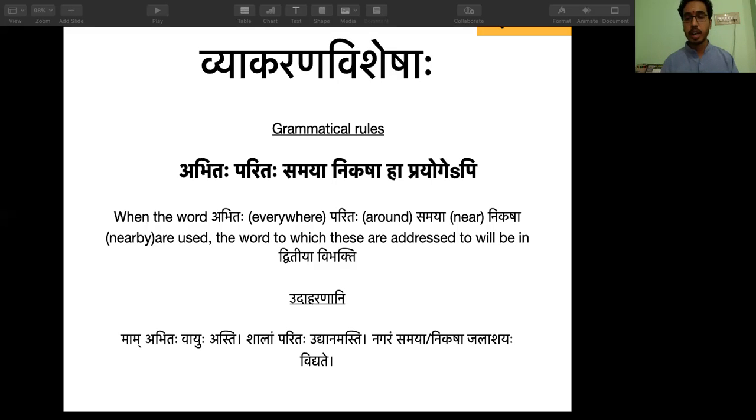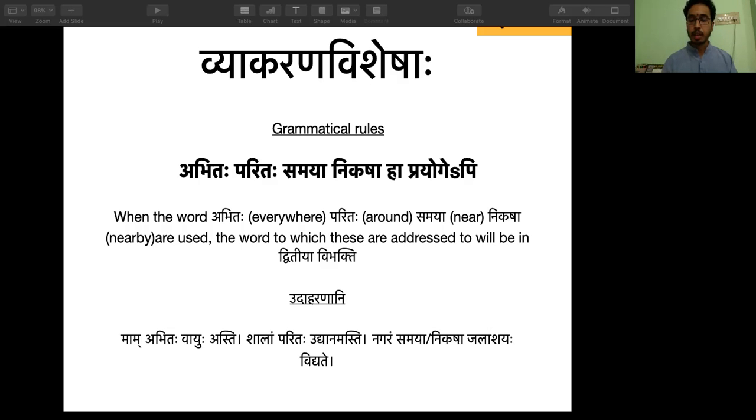Abhitah paritah samaya nikasha ha prayogepi. This is not quite commonly asked, but still it might be necessary because it is a very commonly dealt with Panini Sutra. So what it is telling is, all these are showing directions. Abhitah, everywhere. Paritah, around. Samaya, near. Nikasha, nearby. So all these are showing some correlation, some distance. So when these four words, Abhitah, Paritah, Samaya, Nikasha, are used, then what these words are showing relation with, that will be in Dvitiya Vibhakti.